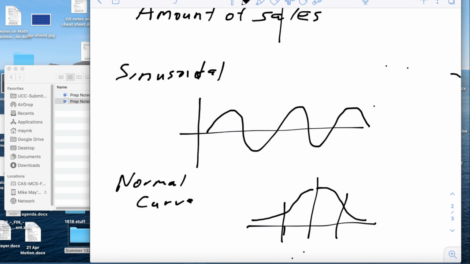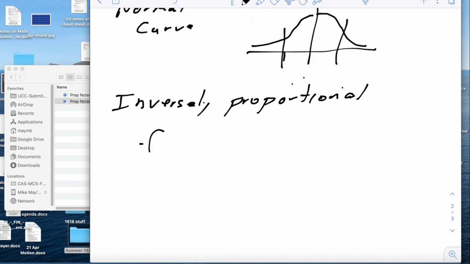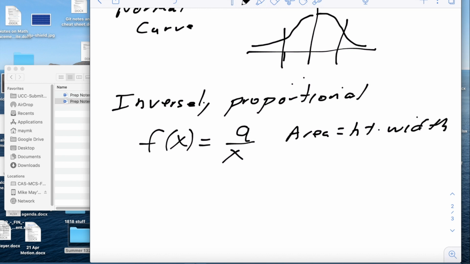Two other functions that will show up: inversely proportional, f of x equals a over x. And the easiest thing to think of for this is area equals height times width. And so if I know how much material I want to put into a box, the height of the box and the width of the box are inversely proportional. So height will be area over width. And so we'll look at some functions where we're going to use inversely proportional functions. That means it's a constant over the variable.